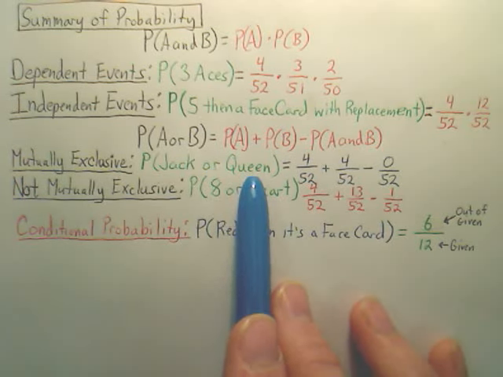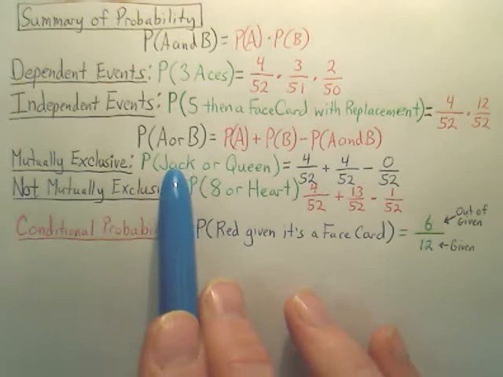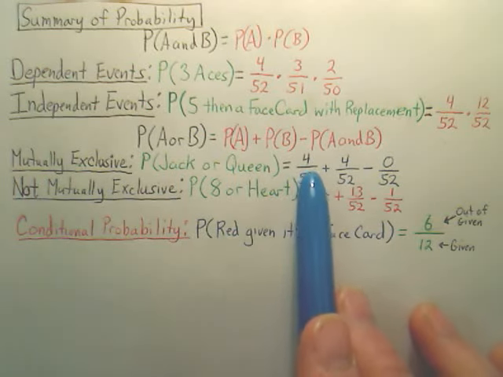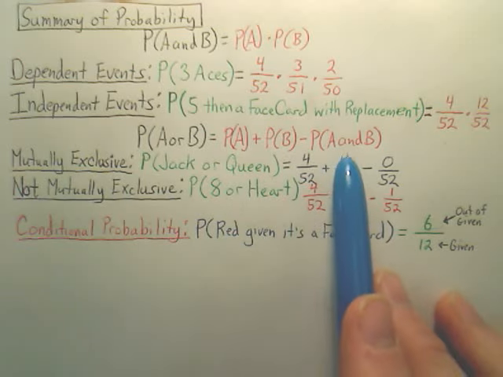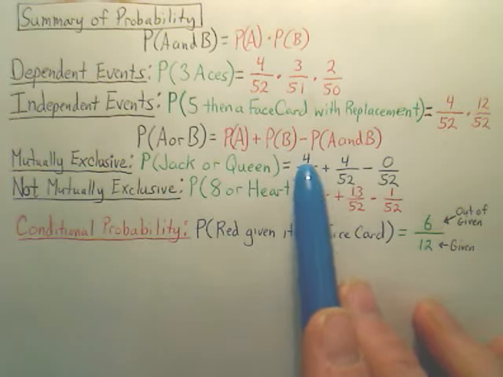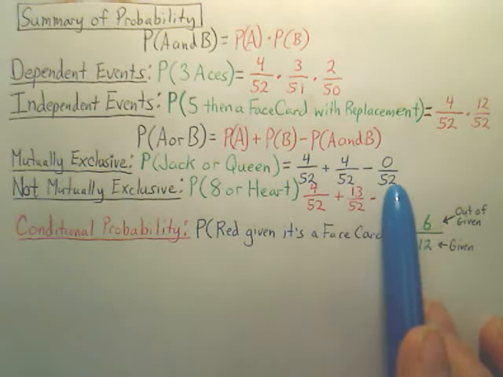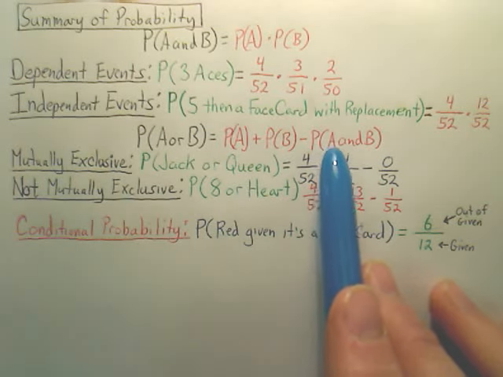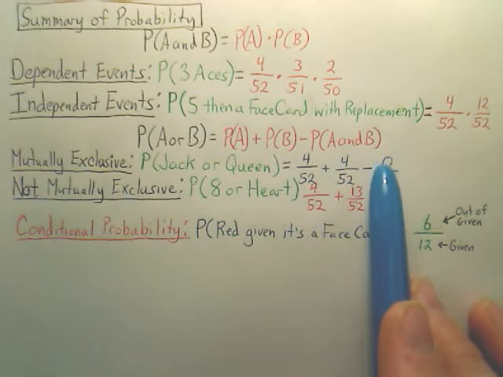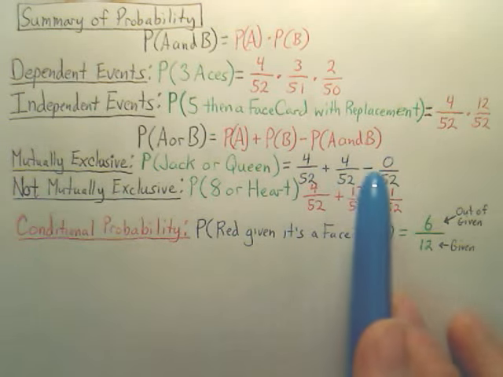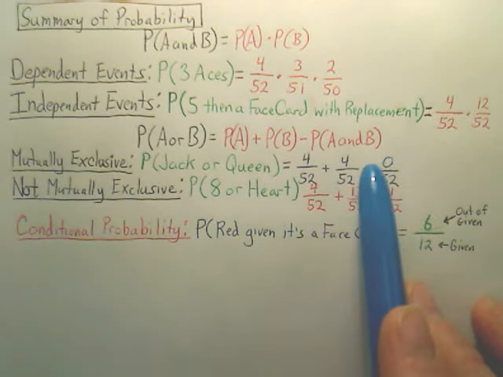So if I want to pull out a jack or a queen, the probability of a jack is 4 out of 52. The probability of a queen is 4 out of 52 because there's 4 of each, minus 0 out of 52 because there's no possibility of pulling a jack and a queen. There are no cards that are both jacks and queens. So they're mutually exclusive, and you really don't even have to worry about the second piece. You just add these two, we're done. This would be 8 over 52.